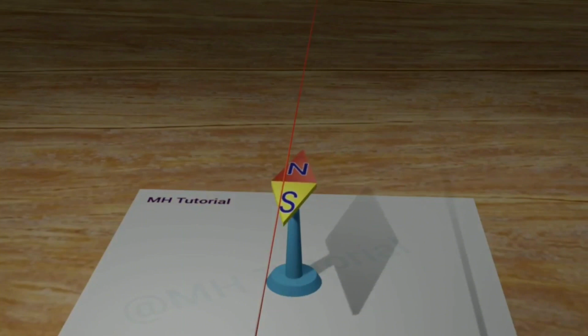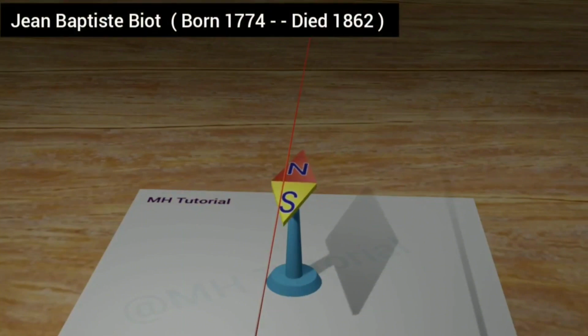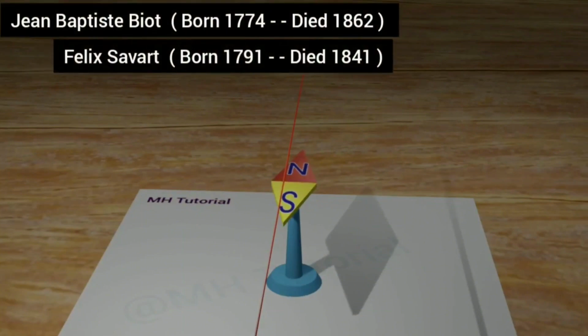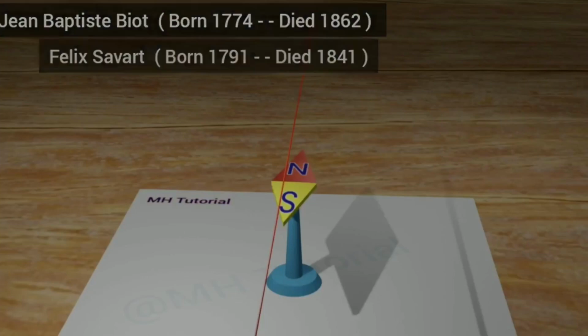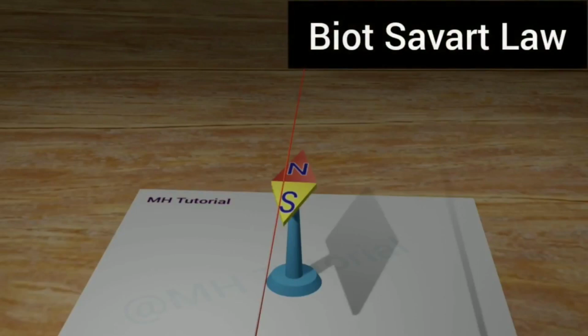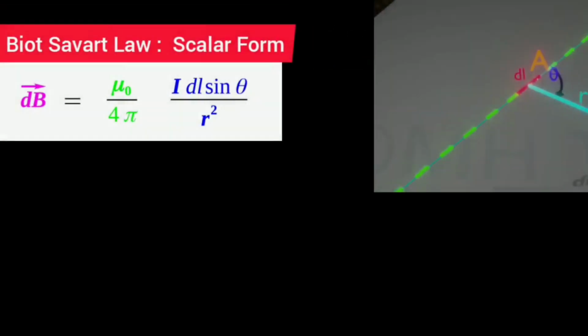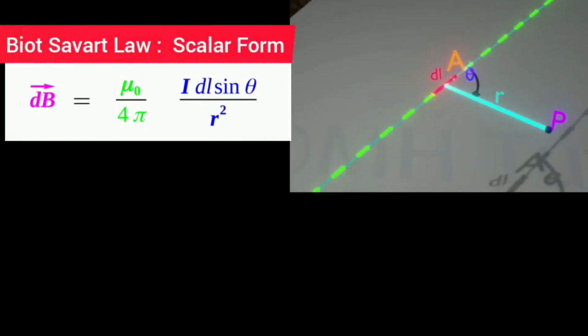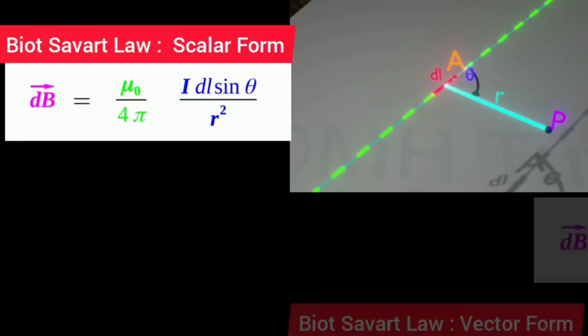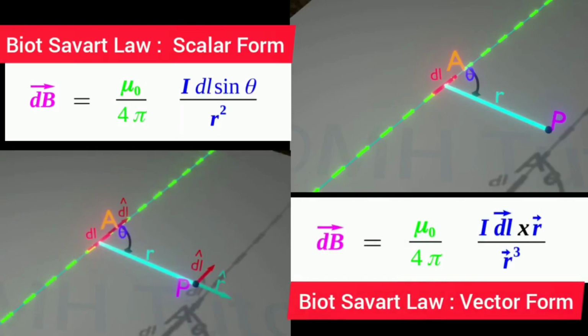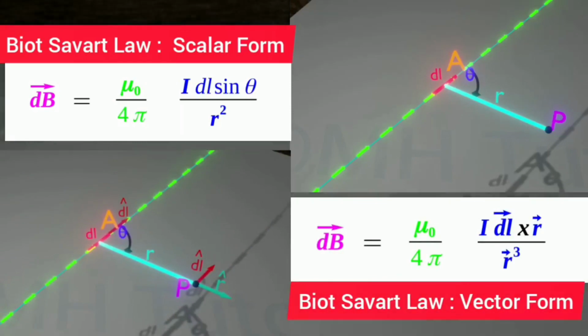Two French physicists, Jean-Baptiste Biot and Félix Savart, gave the complete mathematical tool to calculate the magnetic field. Thus, it is known as the Biot-Savart law. In this animation video, we shall first consider the scalar form of the Biot-Savart law, and thereafter discuss the full vector concept on this.